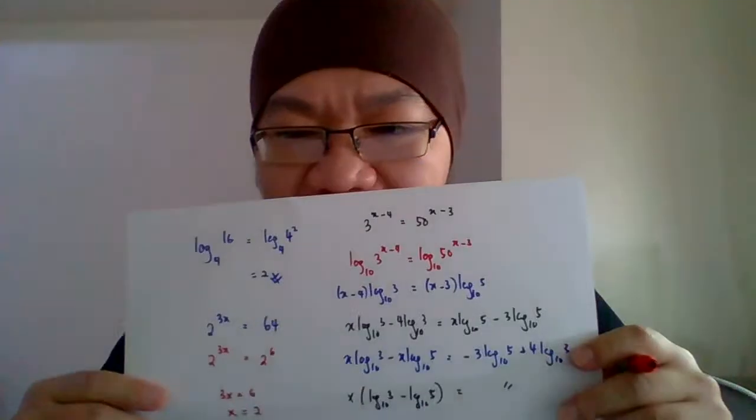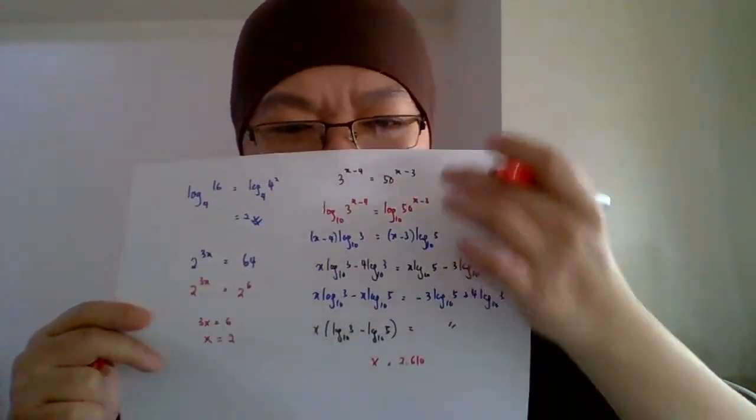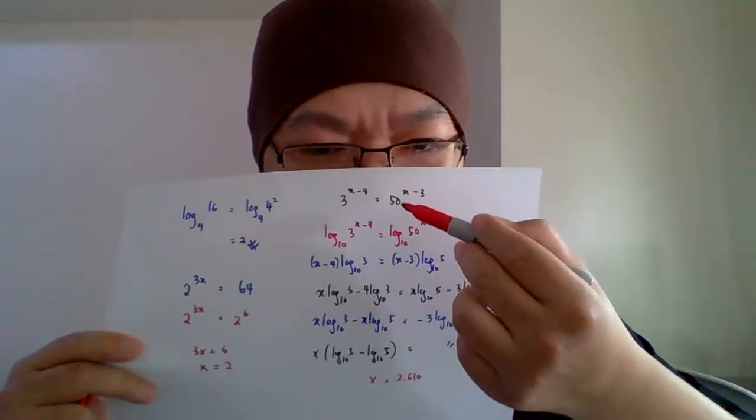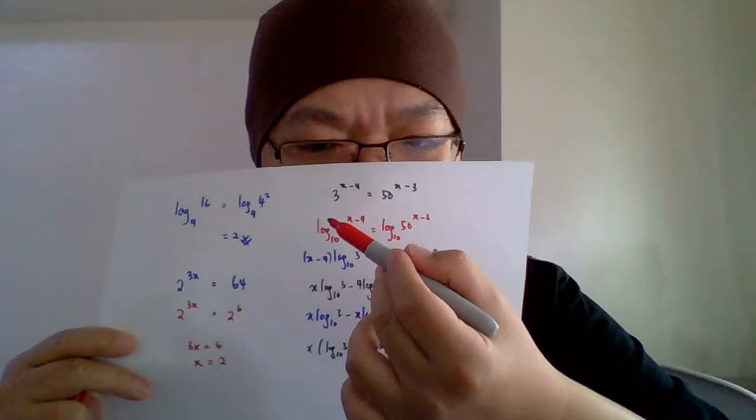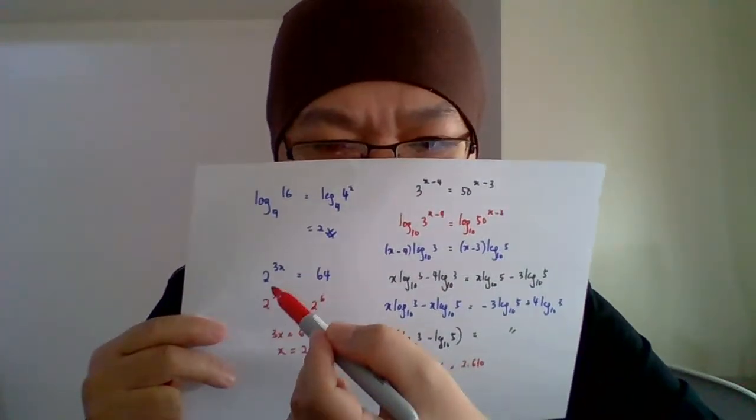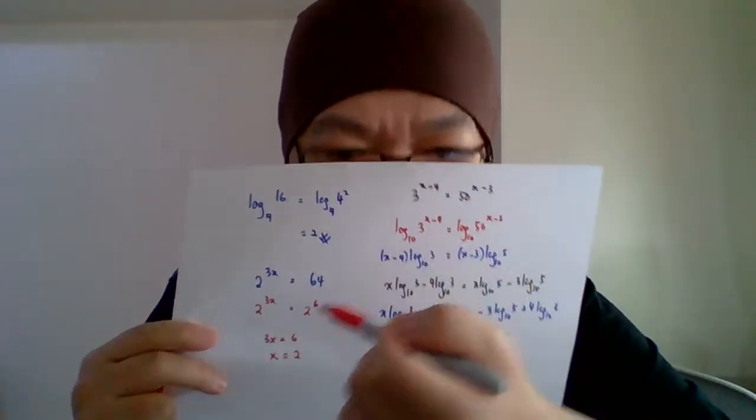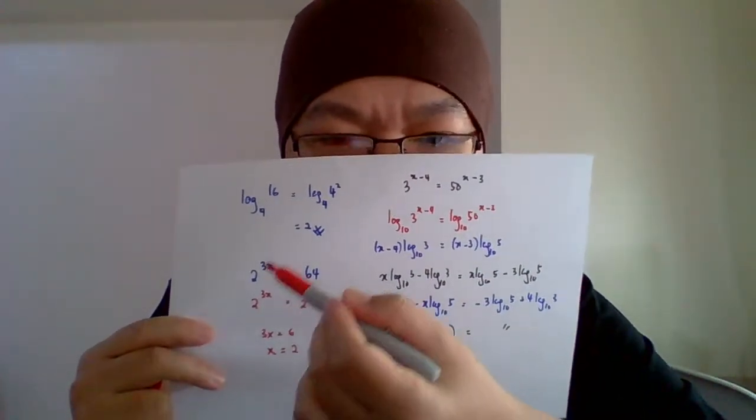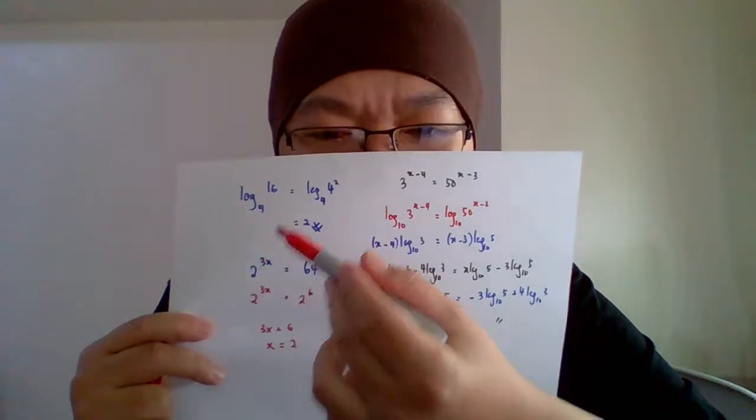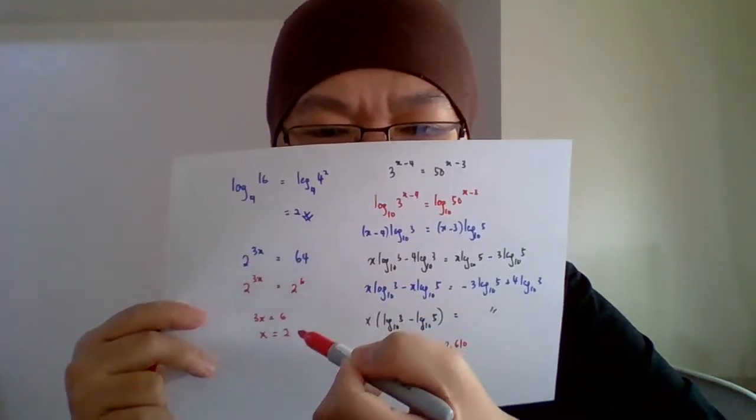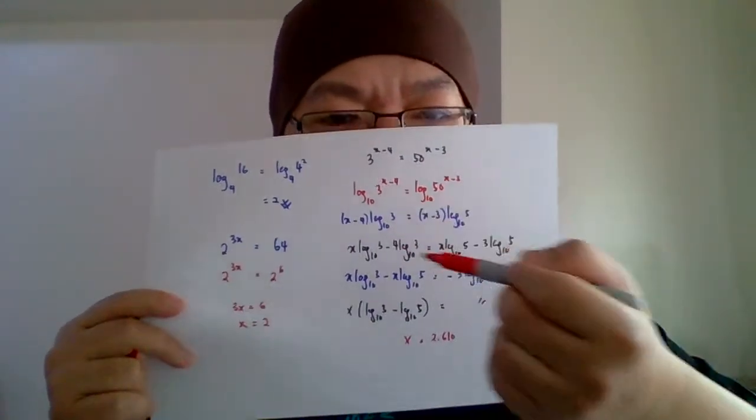So does everyone understand? Hopefully you guys understand why we need to put log. Because we cannot convert the 50 to become 3 power something. But for the case 2 power 3x equals 64, 64 can be converted to become 2 power something? Yes, we can. So in this case, there is no need to put the log in front of them. Because this is a very straightforward question, but this one is more complicated.